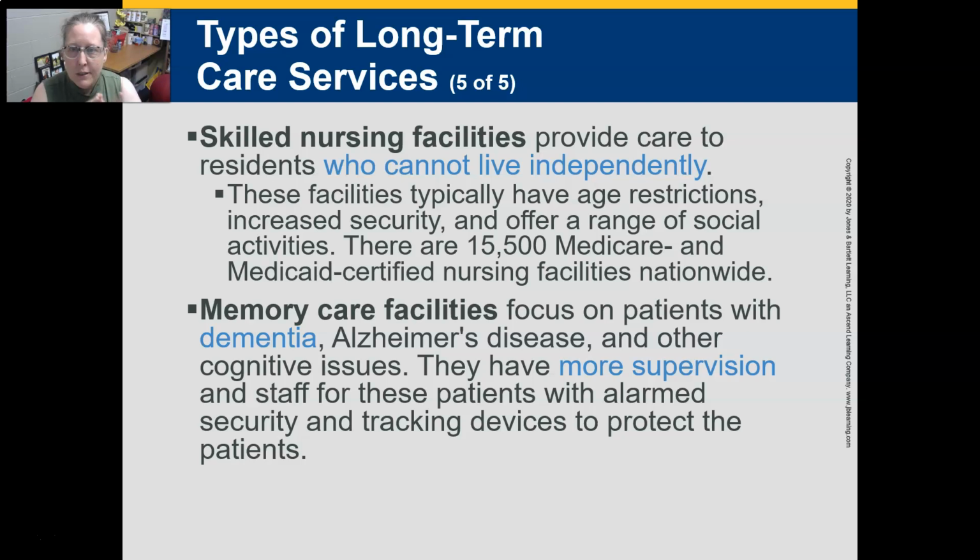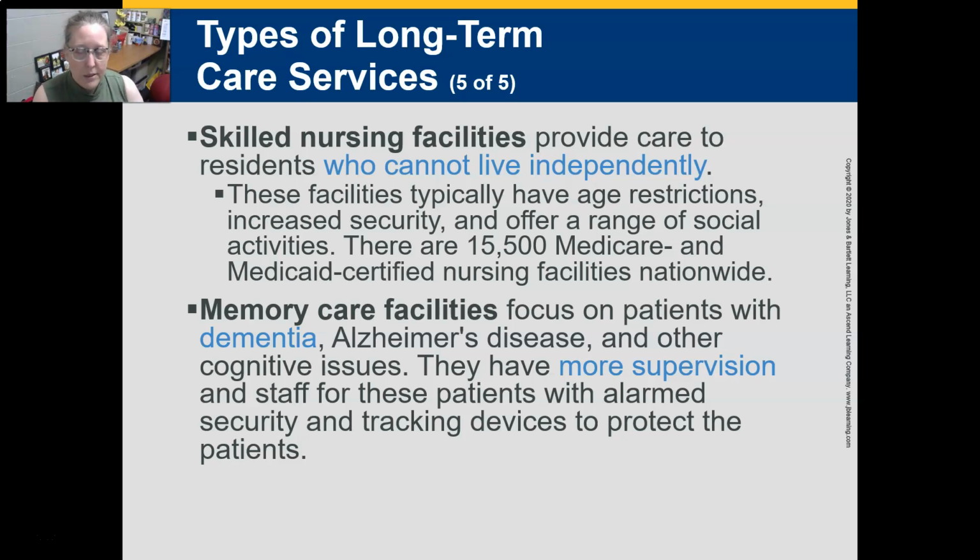Now, the memory care facilities are a type of skilled nursing facility. They focus on patients with dementia, Alzheimer's disease, and other cognitive issues. They have more supervision than the skilled nursing facilities, which already have a really high level of supervision. And they have staff for these patients, and they have alarm security and tracking devices to protect the patients, because patients with dementia and Alzheimer's tend to wander, and they may try to leave the facility, etc.